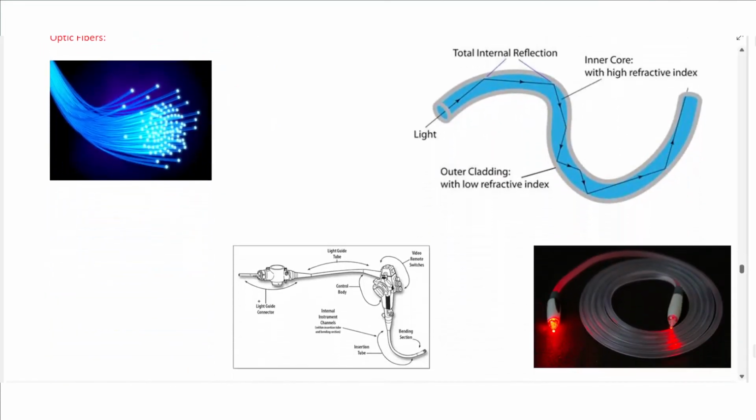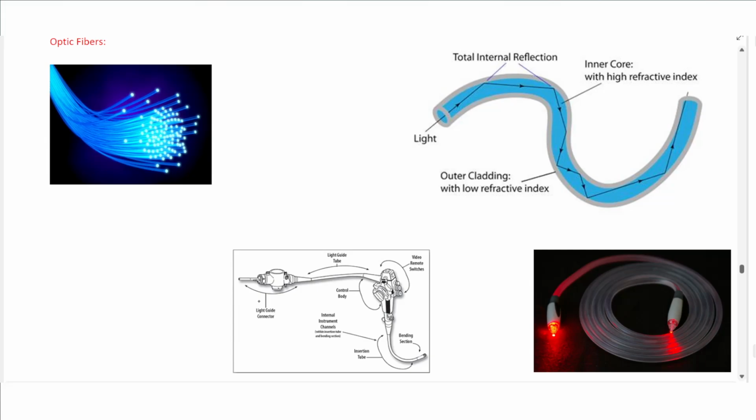Another device that uses total internal reflection is the optic fibers. The optic fibers are very thin glass fibers where the light enters from one side and it keeps experiencing total internal reflection until it exits from the other side. When drawing the normals at the edges of the fiber, you must make sure that the normal is 90 degrees to the curvature, so the curvature here is inclined, so the normal will be also inclined.